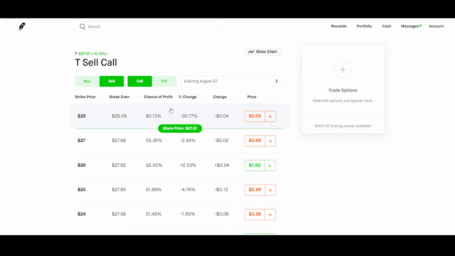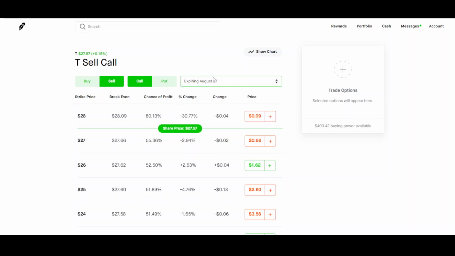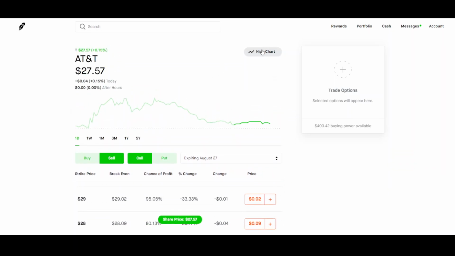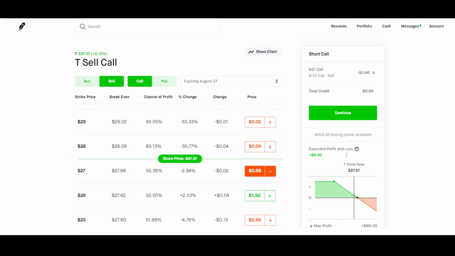So what we're going to do is we're going to set our expiration date first. So set it as close as you want if you're going to set this up the way that I'm about to show you. So for this example, I'll set it as close as I can. We're going to sell a call where we think AT&T will be at on August 27th. So let's just say I think AT&T will just be right here on the $27 point. So we're going to sell a call here. Then you should see something like this, and it should say short call right here.